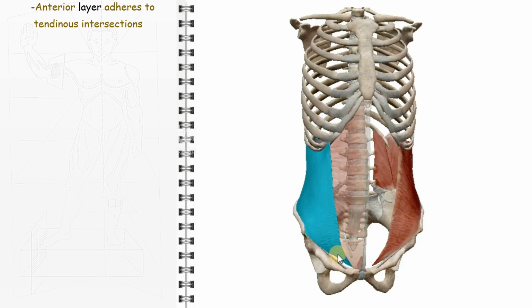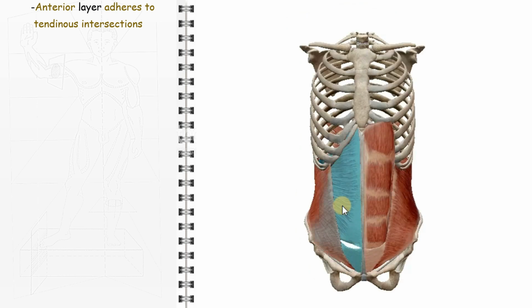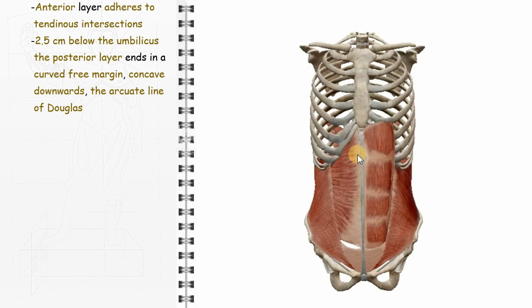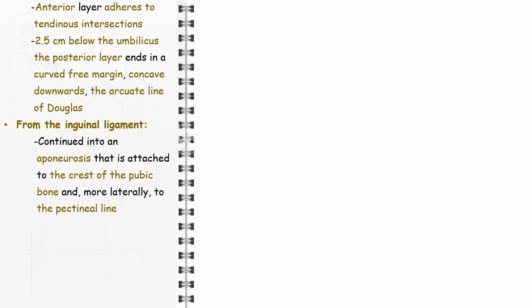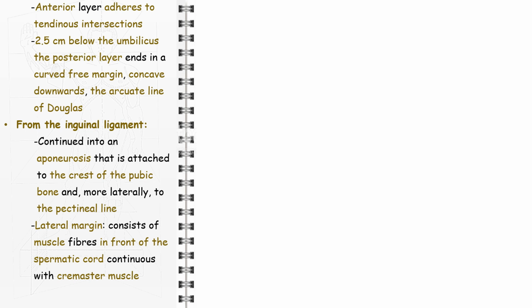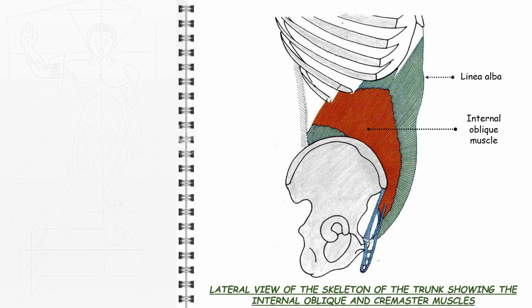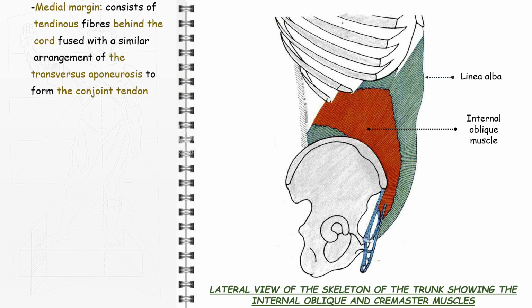The anterior layer adheres to the tendinous intersections of rectus abdominis and continues until the pubic insertions of the muscle, while the posterior layer ends 2.5 cm below the umbilicus in a curved free margin, concave downwards, the arcuate line of Douglas. The fibers from the inguinal ligament continue into an aponeurosis that is attached to the crest of the pubic bone and, more laterally, to the pectineal line. Their lateral margin consists of muscle fibers in front of the spermatic cord, continuous with the cremaster muscle. The medial margin consists of tendinous fibers behind the cord, fused with a similar arrangement of the transversus aponeurosis to form the conjoint tendon.